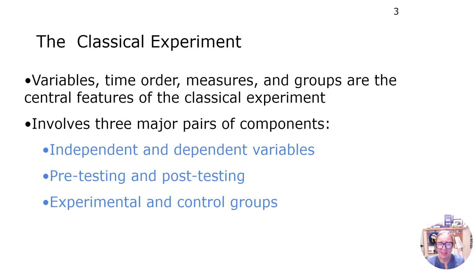Now, we all learned about the classic experiment in science class, right? It's got three major components. We have an independent and a dependent variable, pre-testing and post-testing, and experimental and control groups.